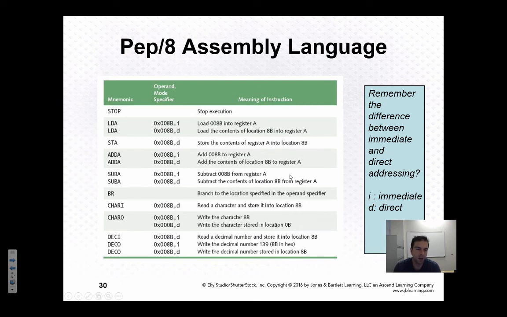For instance, stop would be 00, and CHARI and CHARO, I believe, are hex 49 and 51. But it's much easier to think of them as read a character in or write a character out. These short names provide us with a concise but also human understandable way to talk about our programs.